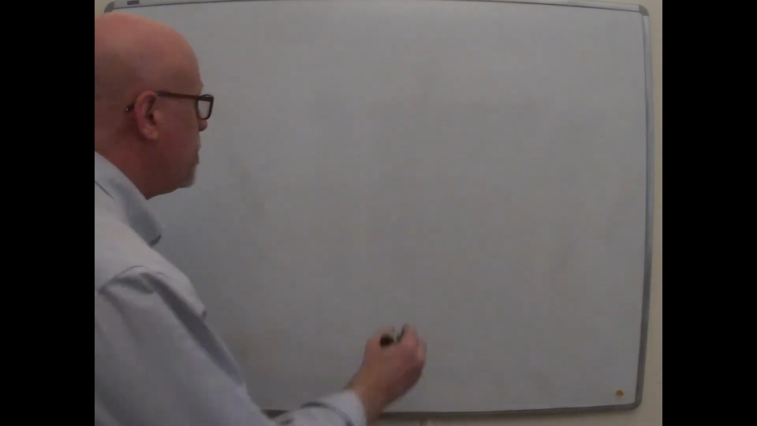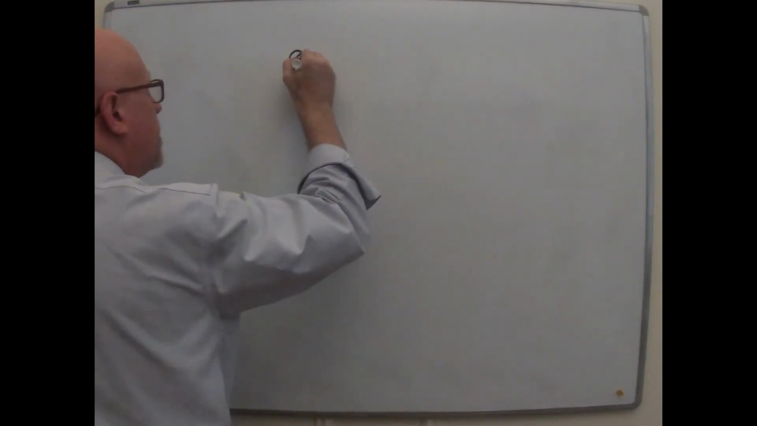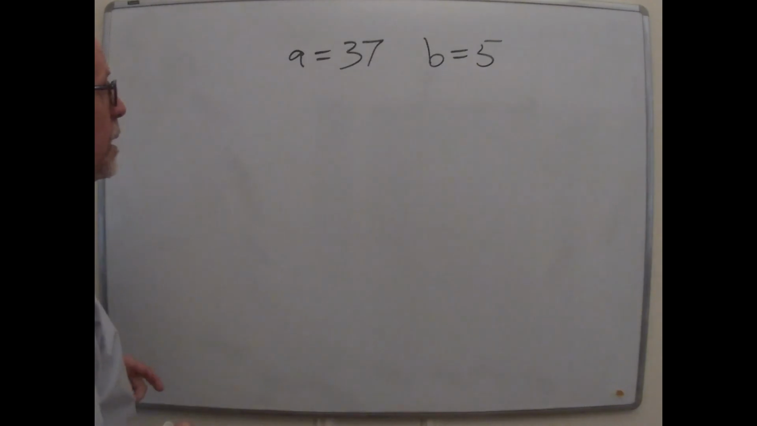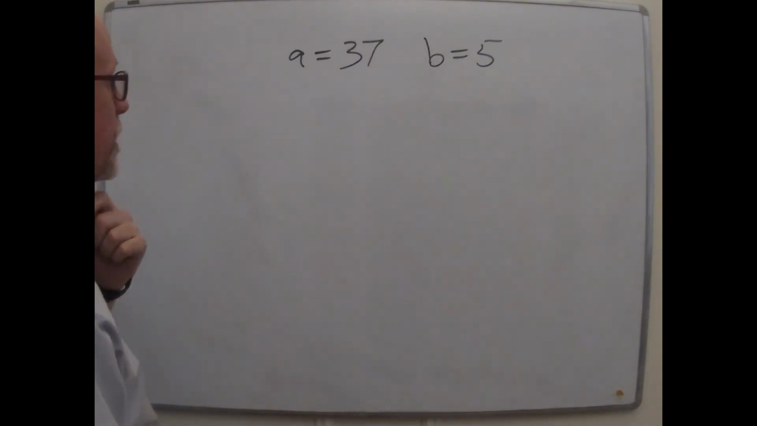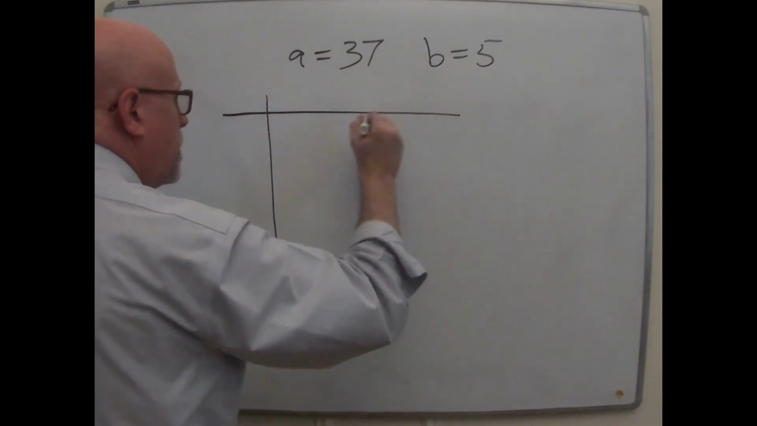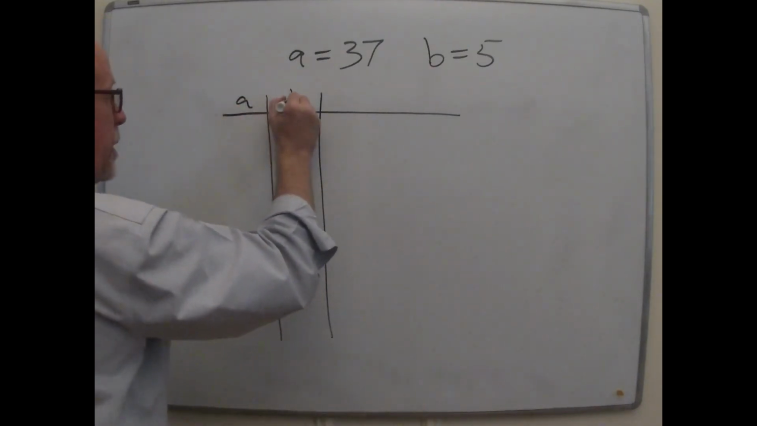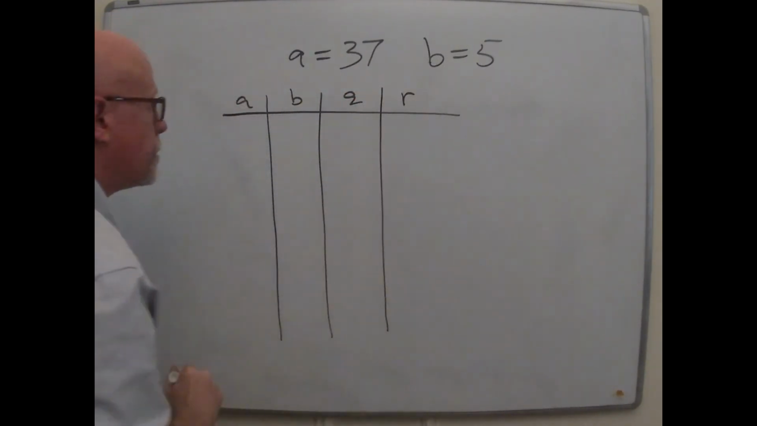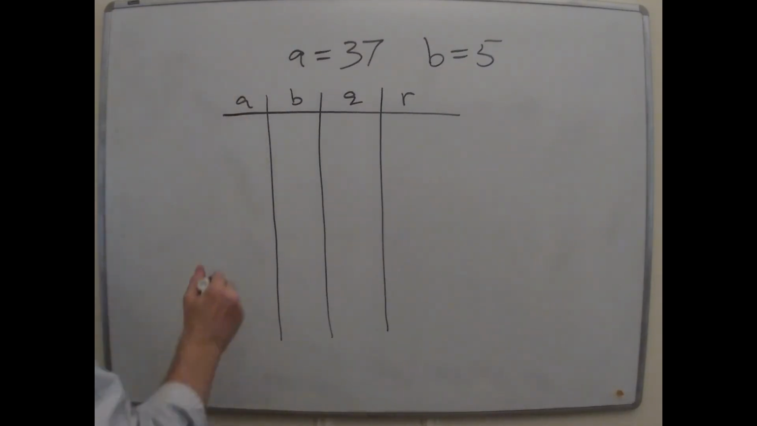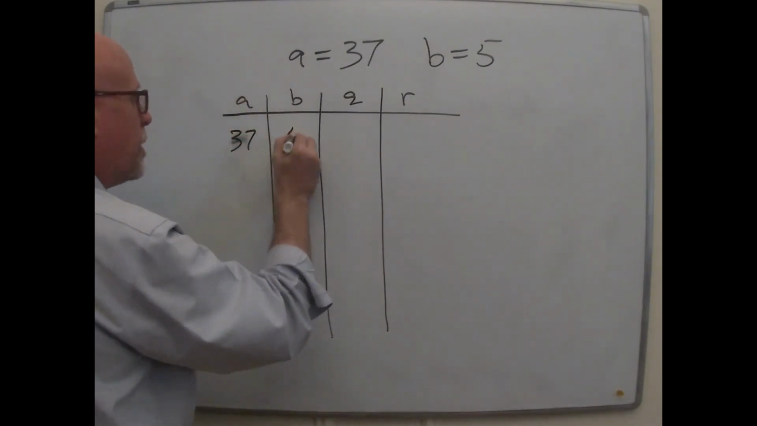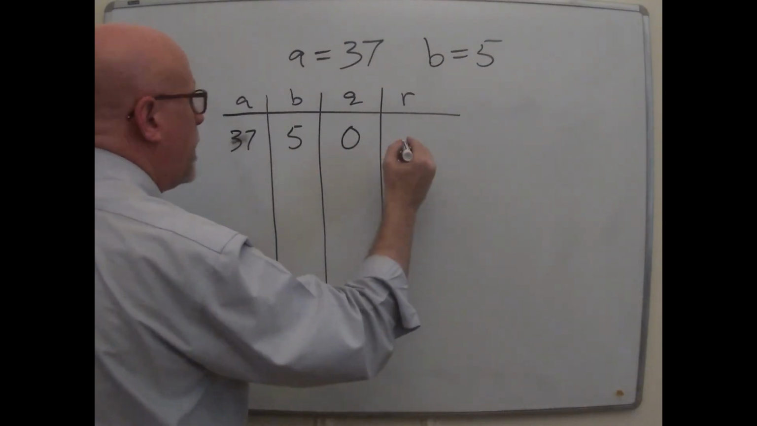Let's actually run the algorithm and come up with an example here. Suppose A was 37 and B was 5. I'll show you a run through this algorithm by making what's known as a trace table. A trace table is just a table with a column for each of the variables. So we have A and B for sure, but we'll also need Q, and we'll also need R. When we initialized everything, A is 37, and B is 5. Remember, Q was 0, and R got set equal to A, 37.